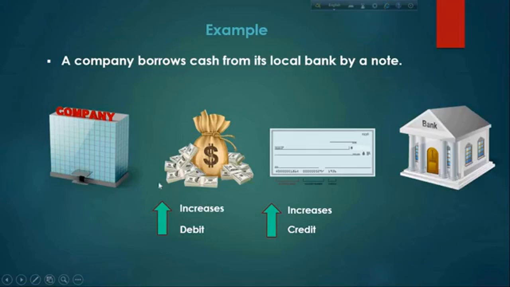For example, if a company borrows cash from its local bank by a note, so here cash is increasing, so it will be debit. And note payable is a type of liability, so here it is also increasing, so it will be credit.